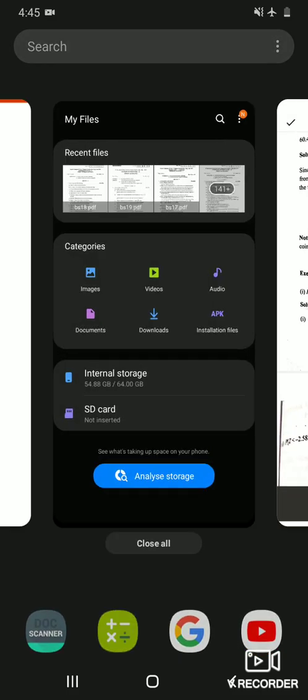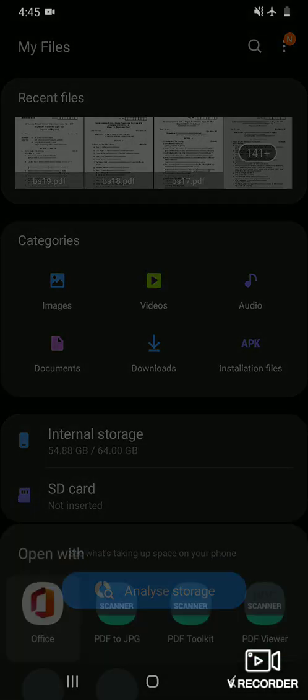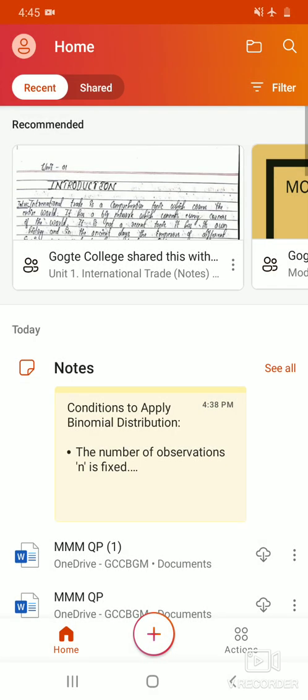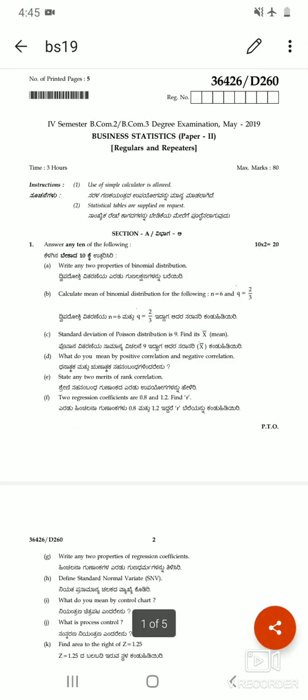So we will quickly see the question papers. I just have 3 year question papers with me right now. So we will see questions from both the units.